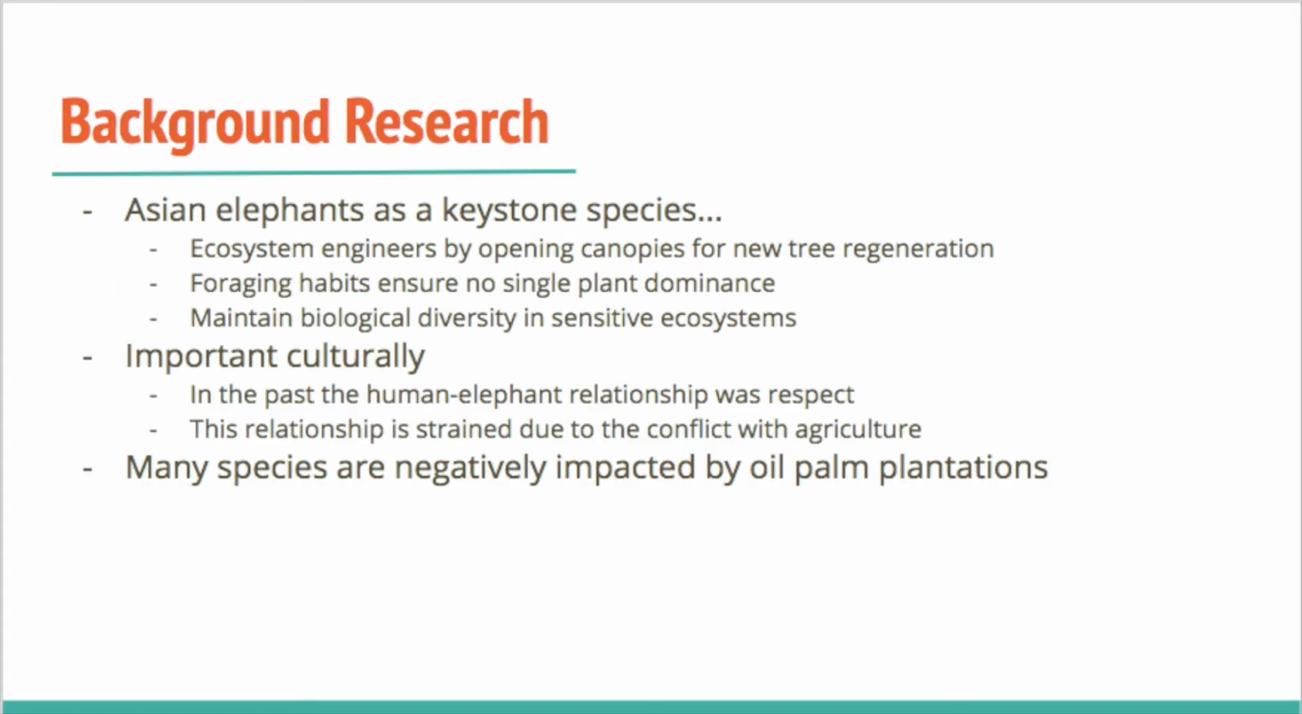Asian elephants are important to their rainforest ecosystems because they operate as a keystone species, specifically ecosystem engineers, by opening canopies for new growth and foraging multiple plant species. Humans and elephants have had a long relationship and are important culturally, but recently, because of agricultural conflicts due to elephants destroying and eating crops, this relationship is strained and elephants are disappearing rapidly.